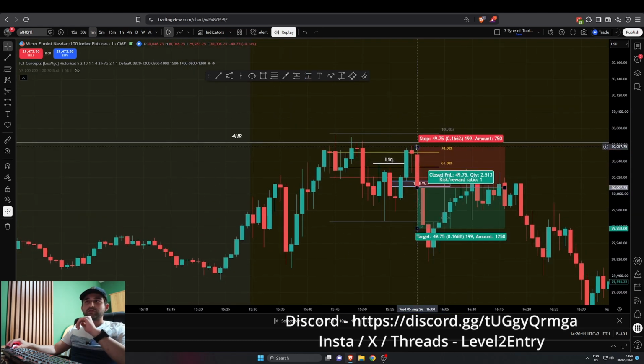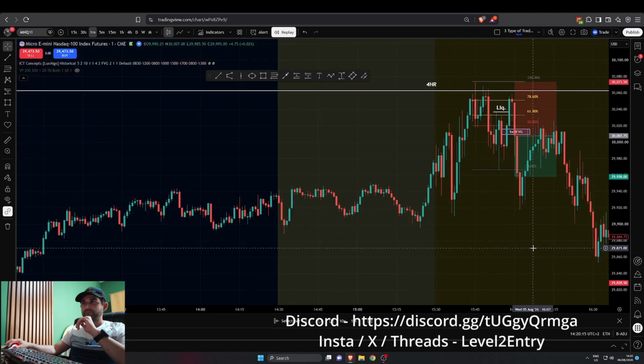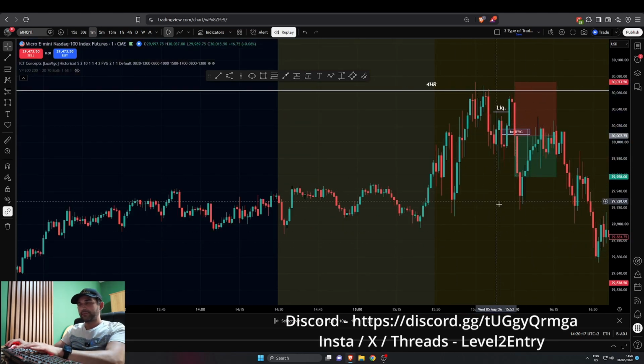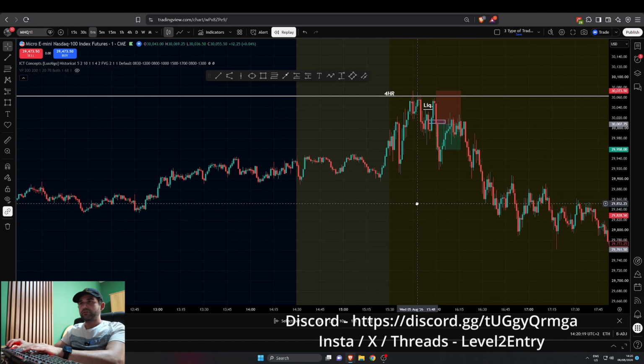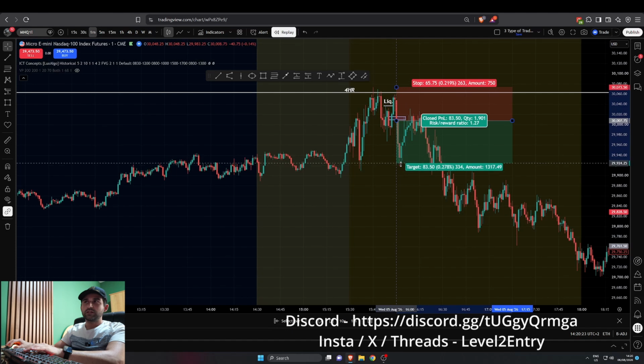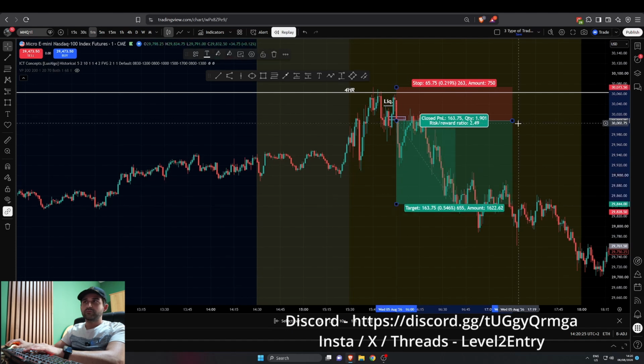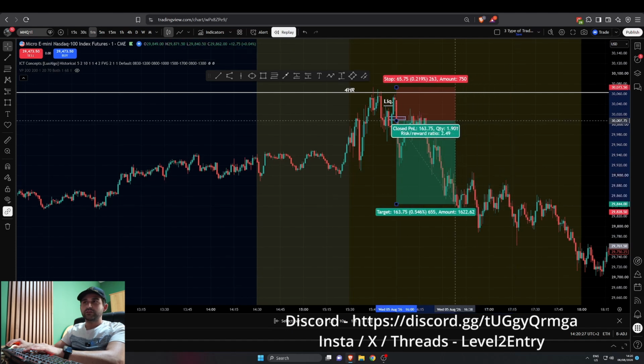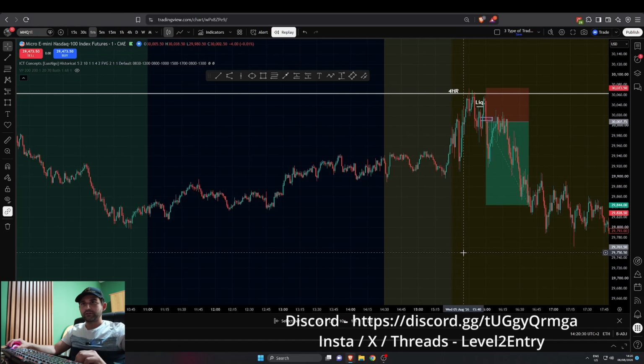The stop loss was made at this wick high. Let's delete the fib. And the take profit was taken, as usual, at 2.5 R, which is right here.